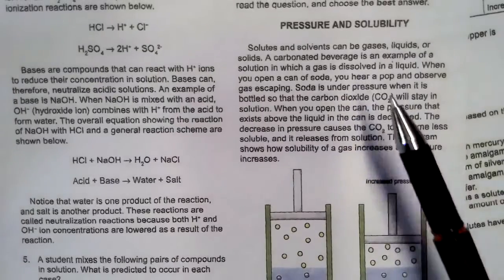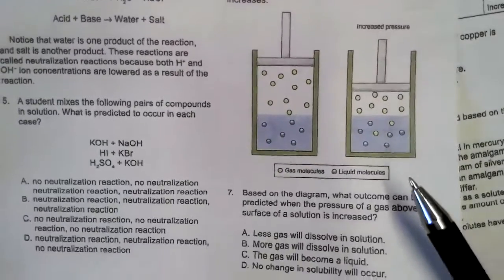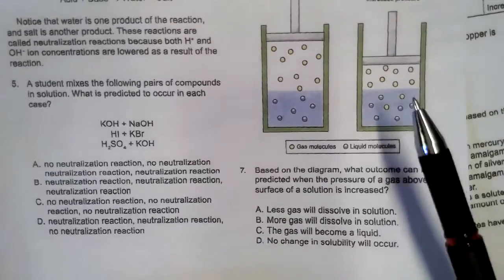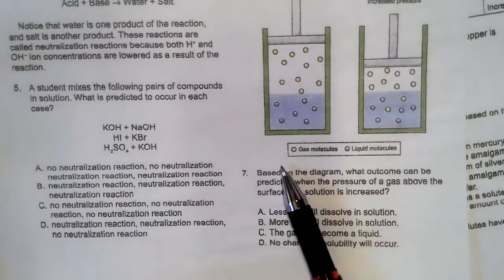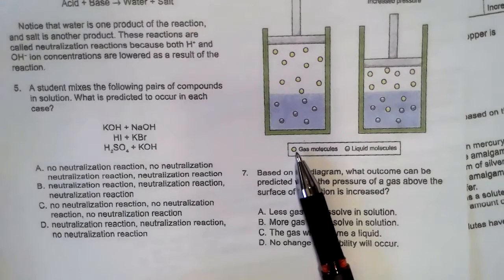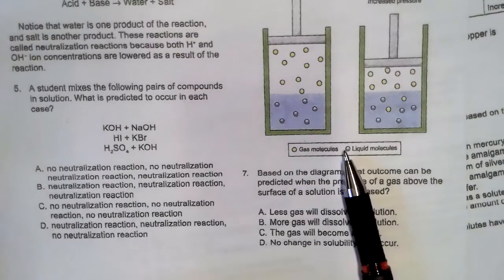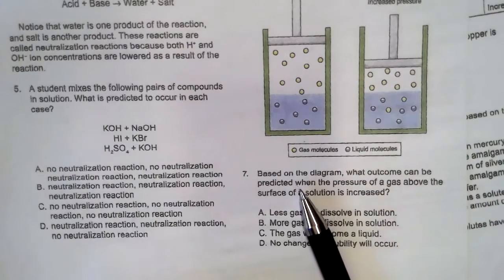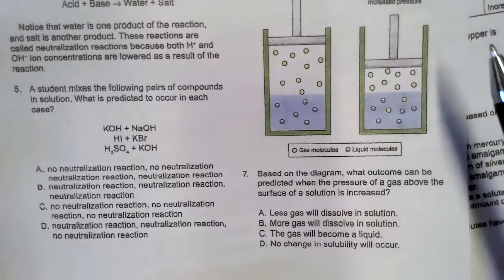Pressure and solubility. Big paragraph. Let's look at the question. We've got a nice little image. Gas molecules are the open circles. Liquid molecules have a little gray line in them. Based on the diagram, what outcome can be predicted when the pressure of a gas above the surface of a solution is increased?